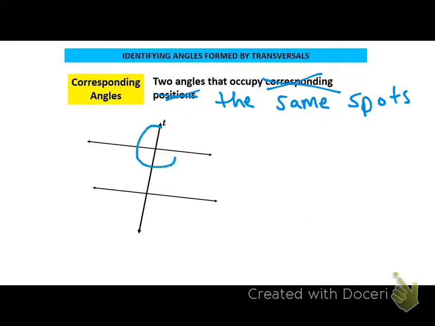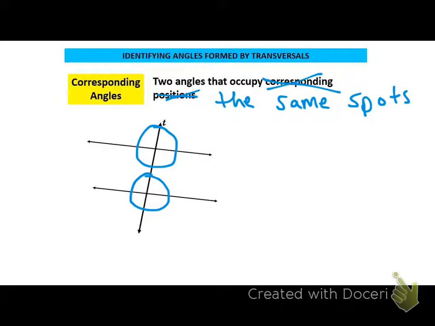There's 2 intersections going on here. There's this intersection of the transversal, which is this line, and this line. Intersection is where 2 things cross. There's also this intersection. Everyone see it? We just got 2 of them. Corresponding means they're on the same spot in their intersection.